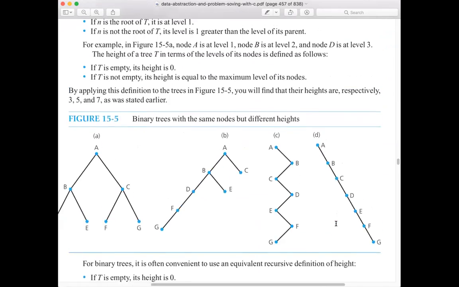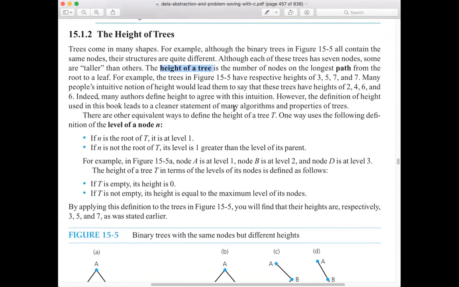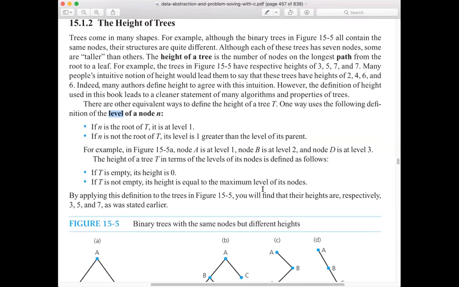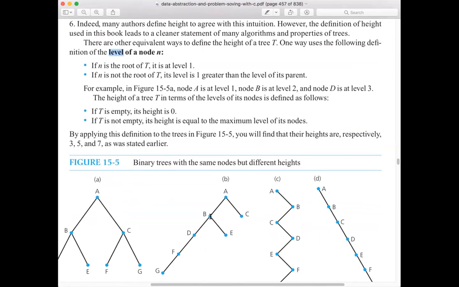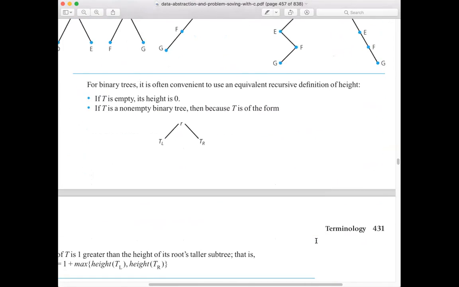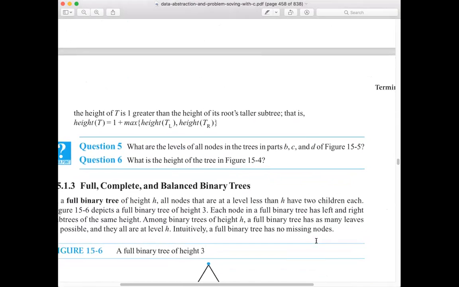Okay, so I guess we should just talk about what we mean when we say the level of a node n. Basically, we just mean that we consider the root to be at level 1, and then every time we go down to a child, we add 1 to the level, right? So I think that's pretty straightforward, and I'm not sure we're actually going to need that again.